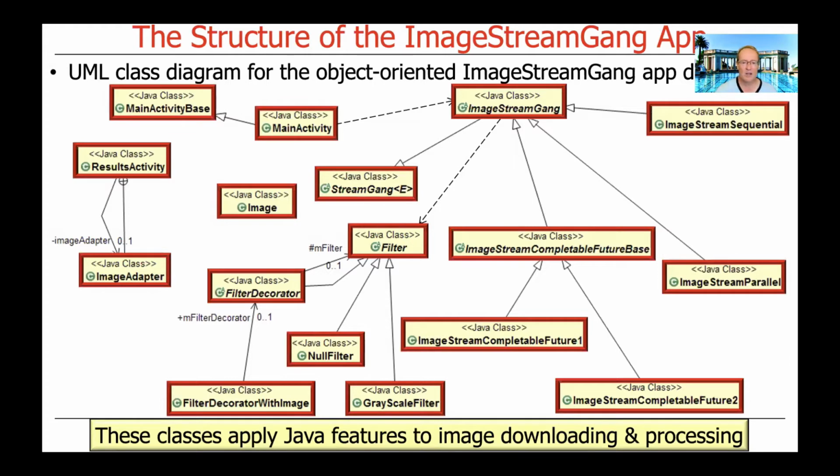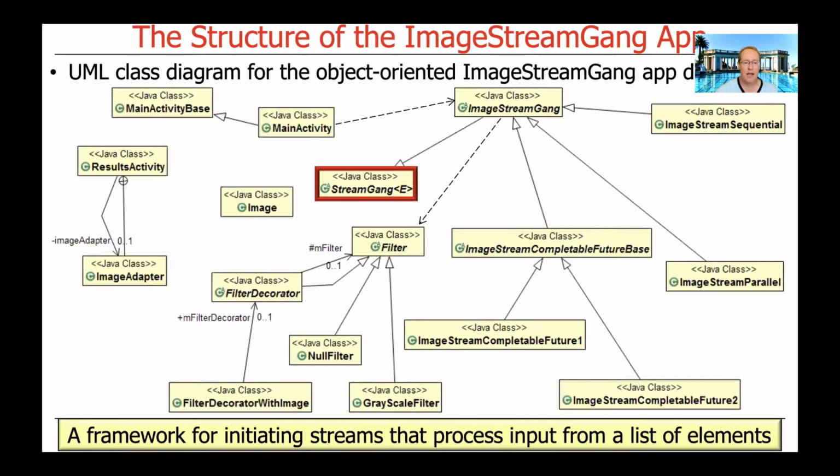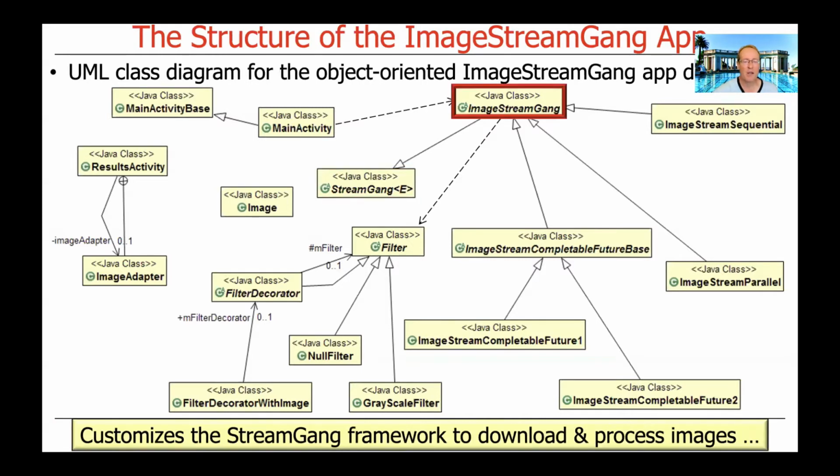All these classes, and you can see there's well over a dozen classes here, apply various modern Java and object-oriented Java features to downloading and processing images. The basis of this whole case study is something called the StreamGang framework, and it's a reusable framework that allows streams to be initiated that process input from a list of elements. And we've seen this before in previous discussions of the SearchStreamGang case study.